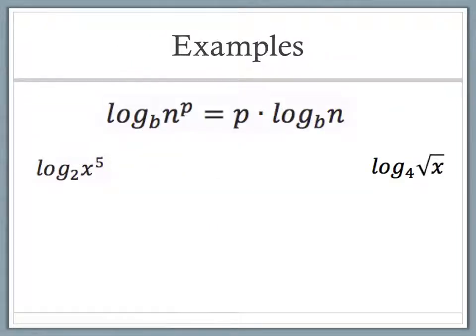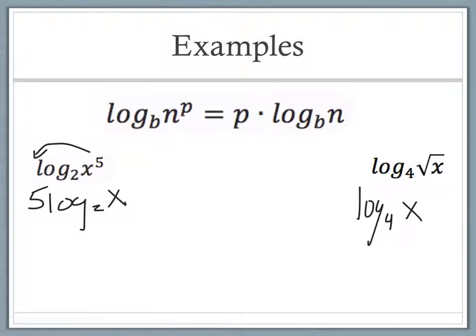So let's look at these examples. If I had log base 2 of x to the 5th, I can bring that exponent out front. So I would have 5 log base 2, notice how the bases stay the same, of x. Now on this other one, this is kind of tricky. Technically this is log base 4 of the square root of x. Remember, this is a square root, so I can write that as x to the 1/2. Now I have an exponent so that I can move it out front. So I have 1/2 log base 4 of x.